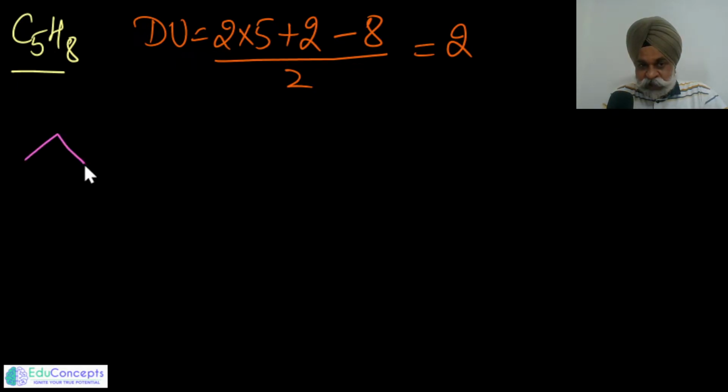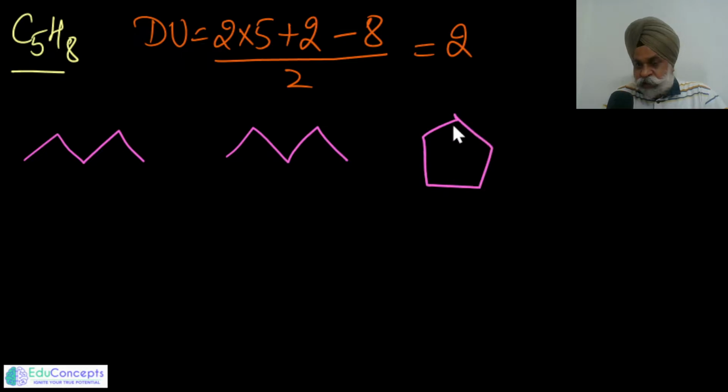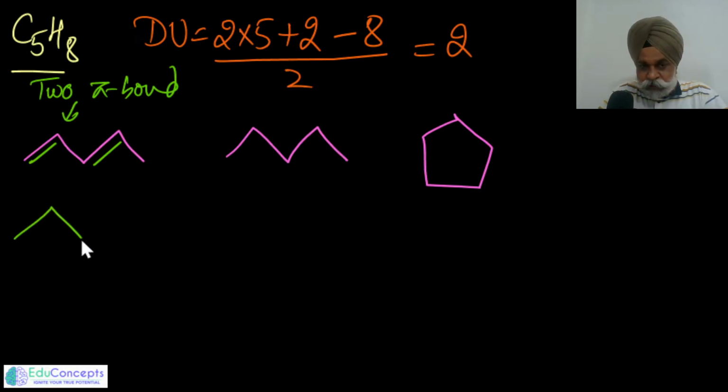So there are 5 carbon atoms. I can draw it like this, 5 carbon atoms. Someone can draw it like this also. Now if I say degree of unsaturation 2, that means this particular thing can have 2 double bonds, because you need to create 2 pi bonds. 2 pi bonds can be possible in 2 double bonds, and these 2 double bonds can be like this also. It can be like this also.